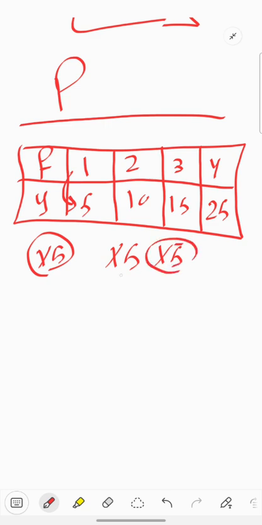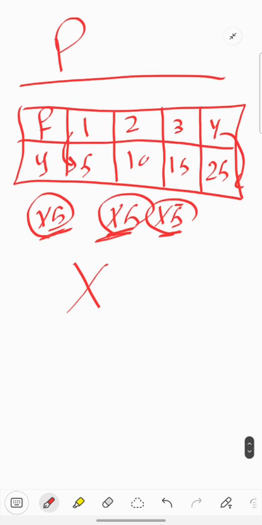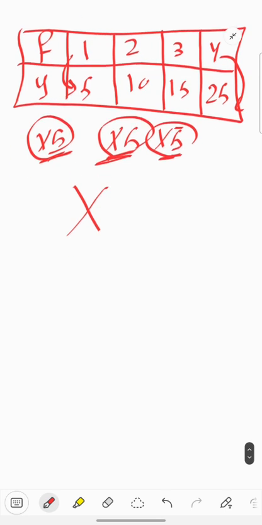Someone can call this table a proportion, but it's not. Why? Because you need to check the whole table. Now we have 4 and 25. And of course, 4 doesn't equal 25 when multiplied by anything. So it's not a proportion. Why? Because the constant in the whole table is not 5. So this table is not a proportion.